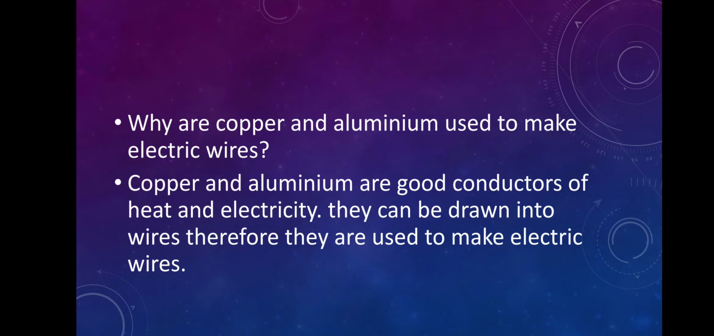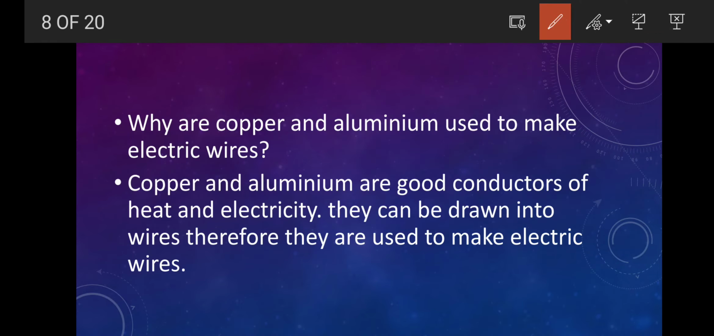Now the next question is, why are copper and aluminium used to make electric wires? So copper and aluminium are what? Good conductors of electricity and heat, and they can be drawn into wires, and that is why they are used to make electric wires, because wires are very thin in nature. Clear? So you have seen the wires. So metals can be drawn into wires, and that is why copper and aluminium are used to make electric wires.